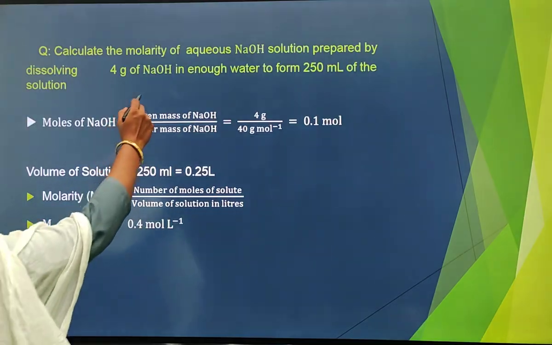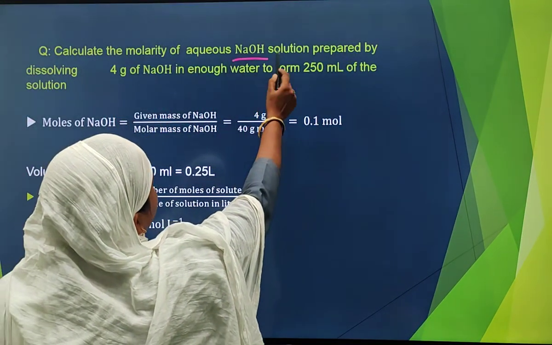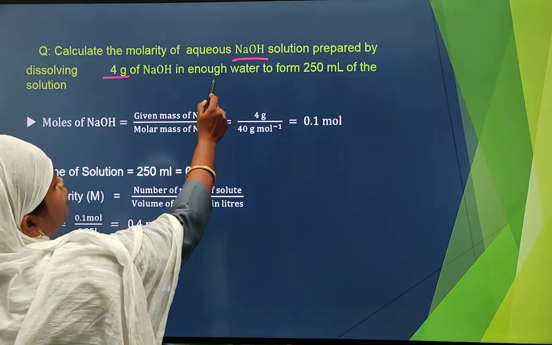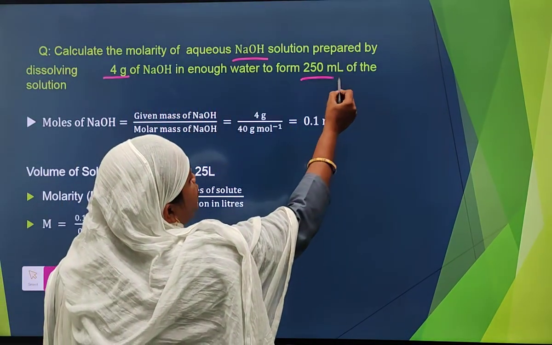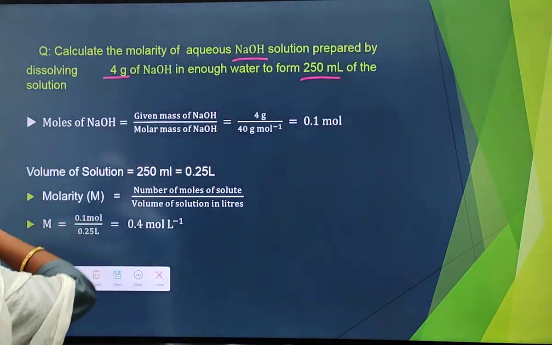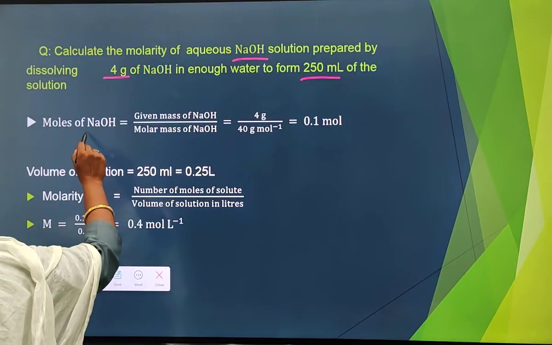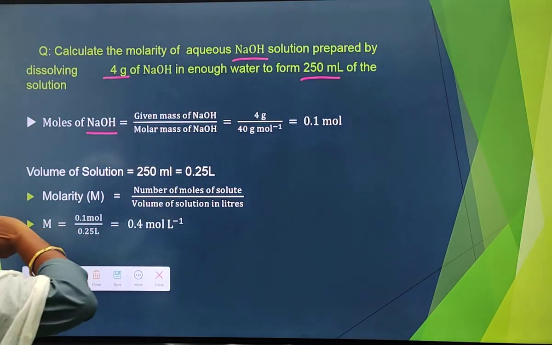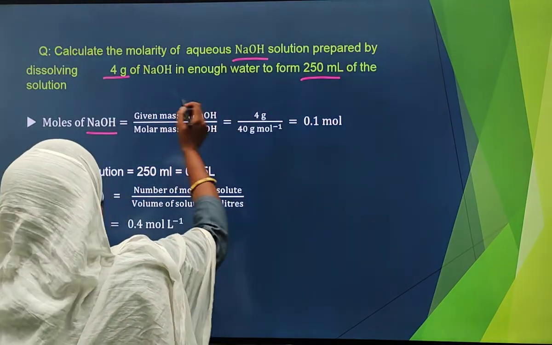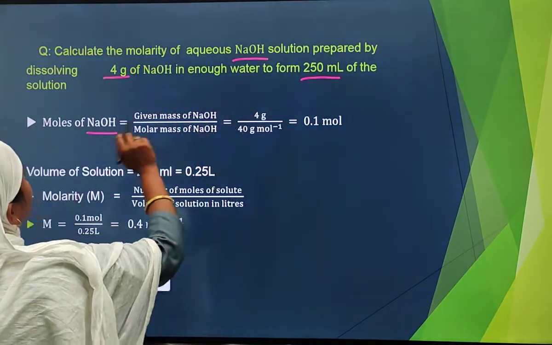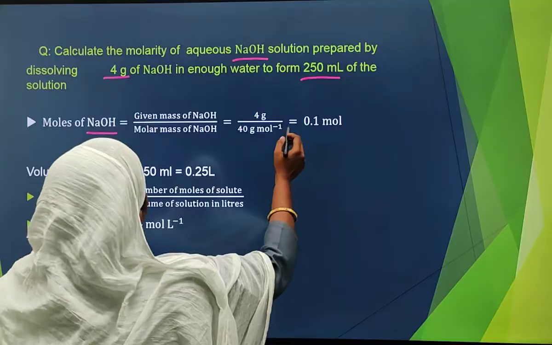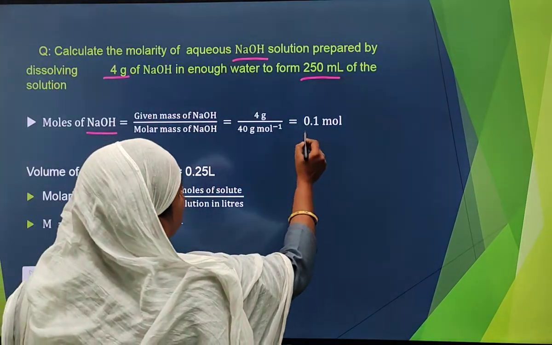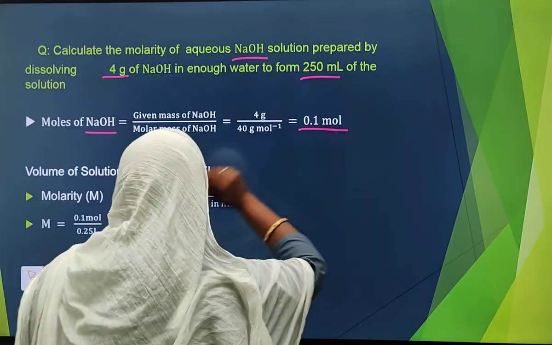Now calculate the molarity of an aqueous sodium hydroxide solution prepared by dissolving 4 grams of sodium hydroxide in enough water to form 250 ml of the solution. Now moles of sodium hydroxide is given mass of sodium hydroxide upon molar mass of sodium hydroxide. So given mass is 4 grams upon 40 gram per mole, the molar mass of sodium hydroxide. So we get a value of 0.1 moles.